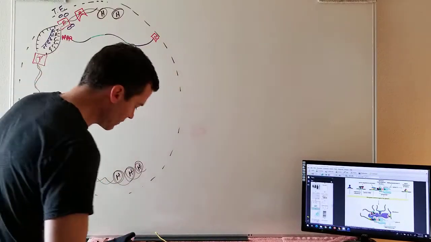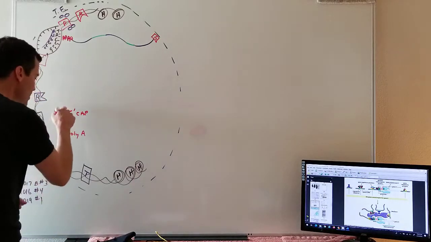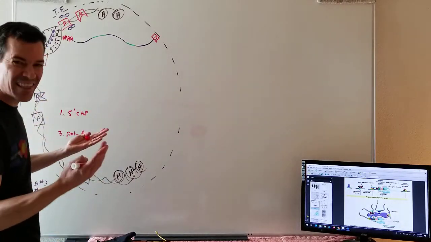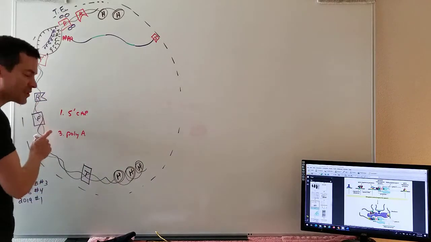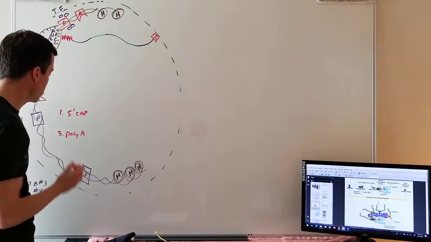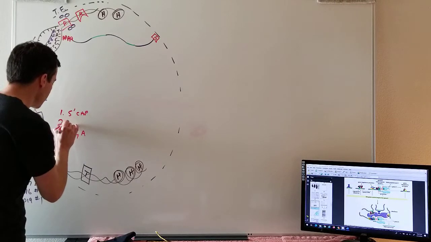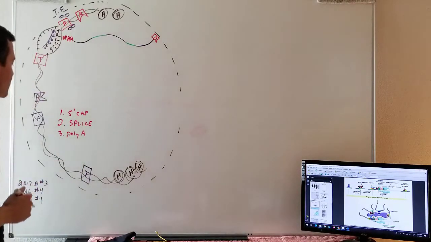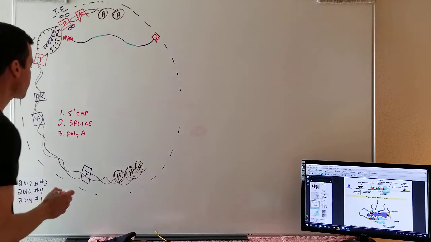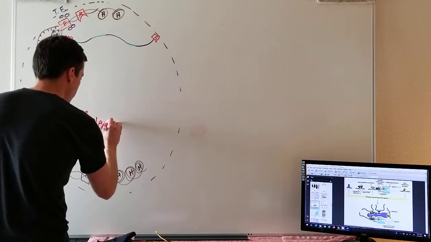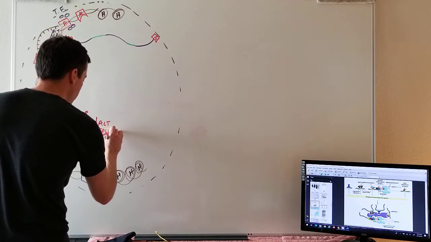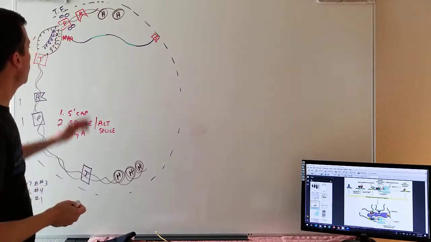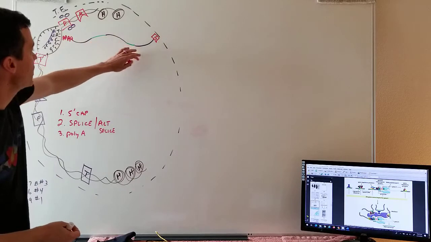The second thing, and the reason I went out of order, is splicing is a little bit more complicated, but it's actually the second thing that happens. So my numbering system here is sequential based off of timing. So the next thing I need to do is splice. Splice and alternative splicing. So up here, purple, green, purple, green, purple.